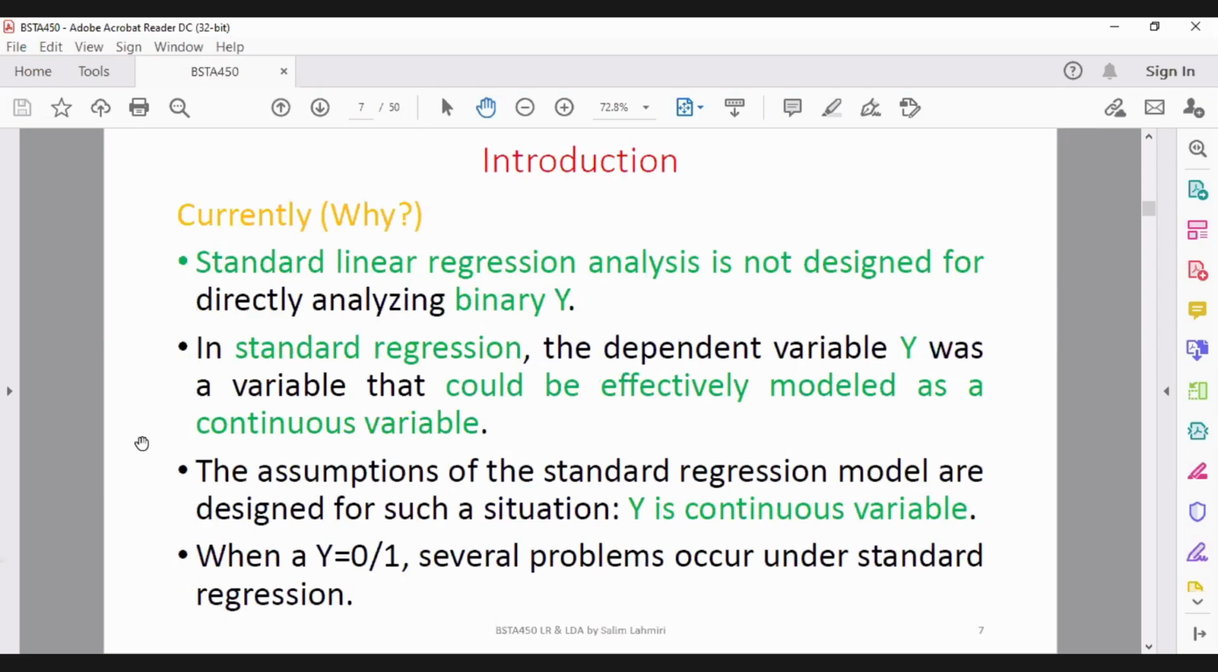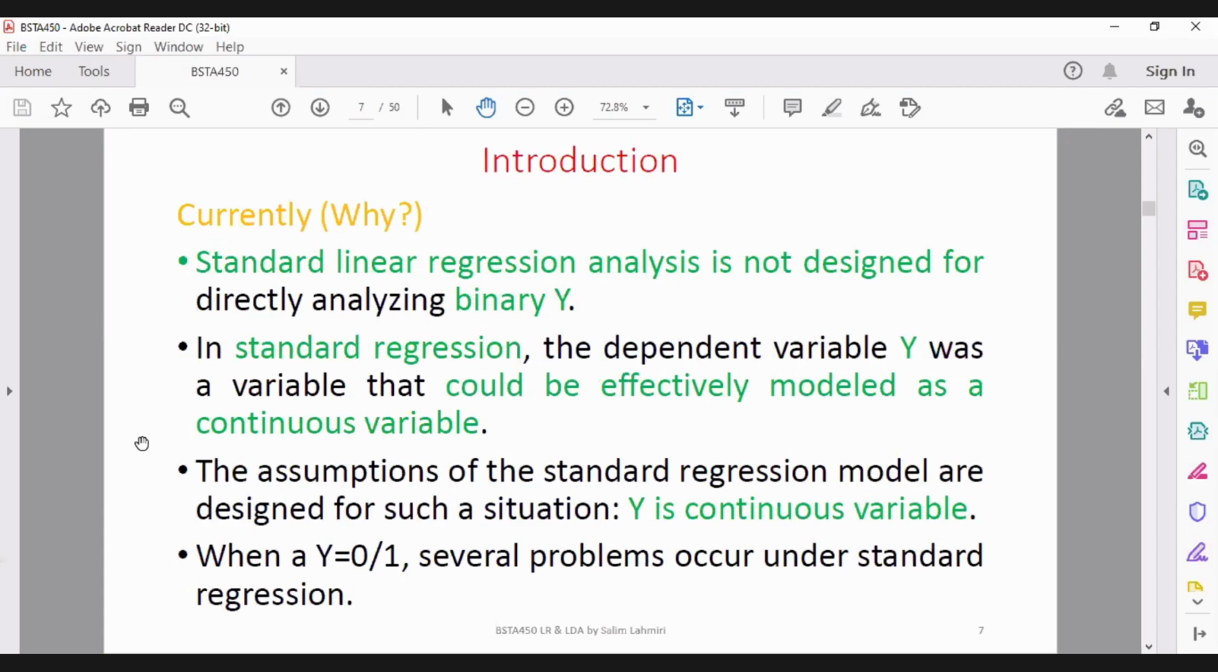So in the standard regression, the dependent variable y was a variable that could be effectively modeled as a continuous variable, meaning that standard linear regression or multiple linear regression applies only when y is continuous and can take real values. When y takes binary values 1, 0, 1, 0, the standard multiple regression is no longer appropriate for modeling and predicting, forecasting y.